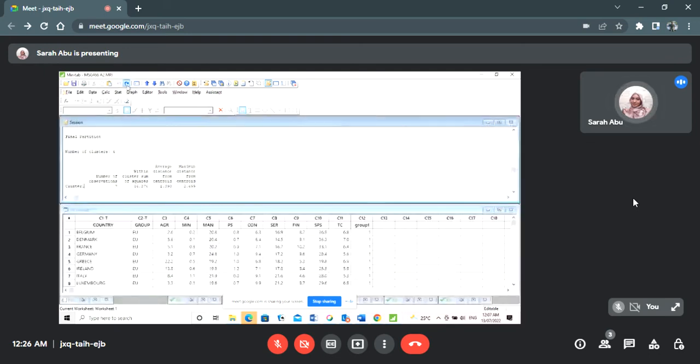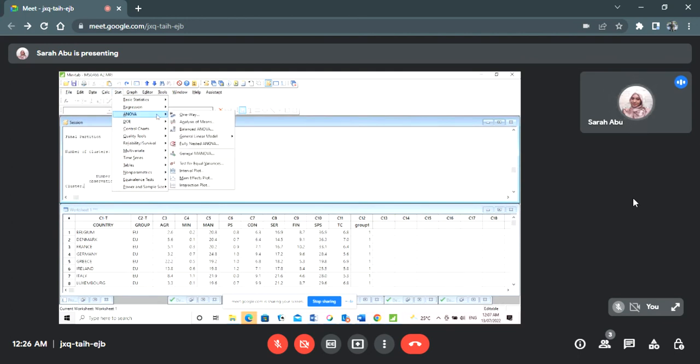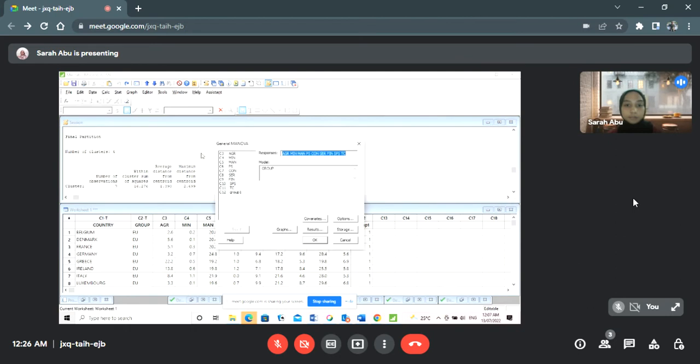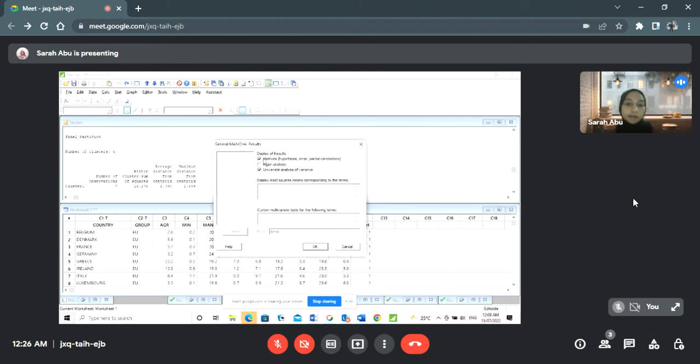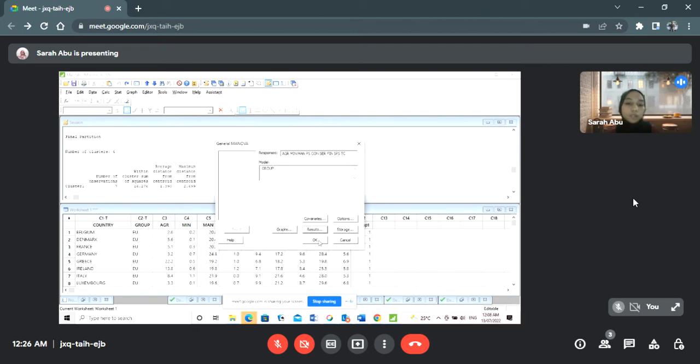Next, to answer question C, we perform MANOVA. We go to Stats, ANOVA, and General MANOVA. For the responses, we took all the 9 variables, and the model is Group, which is the group of the country: Europe, EFTA, Eastern, and others. We go to Results, and we click Matrices and Univariate analysis of variance. We click OK and OK.